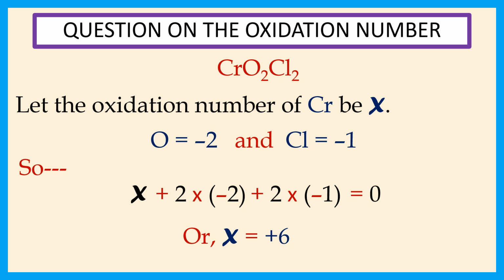Therefore, the oxidation number of chromium in CrO2Cl2 is +6.